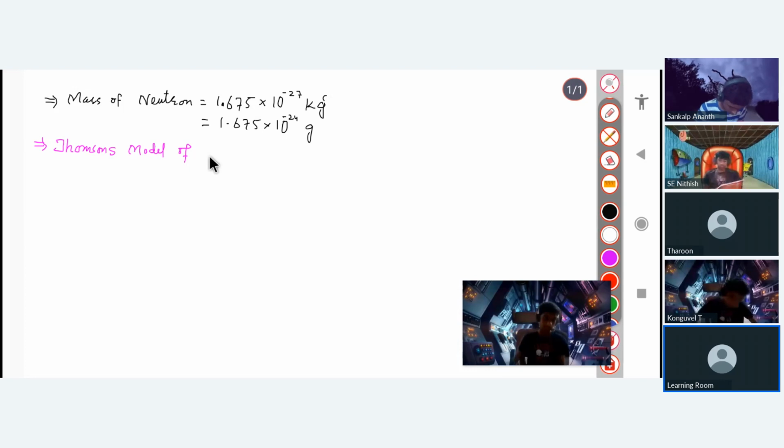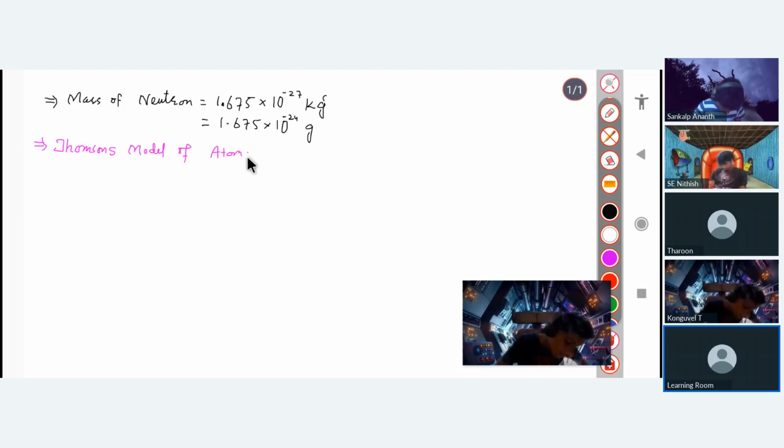You simply have to remember that Chadwick bombarded alpha particles with beryllium, and he got the neutron there. So neutron is neutral. It is not deflected by any electric or magnetic field. It has zero charge, but it has the same mass as that of a proton. So we are done with the neutron. Yes sir, we had studied only that, and then we had to move towards the Thomson's model of atom.